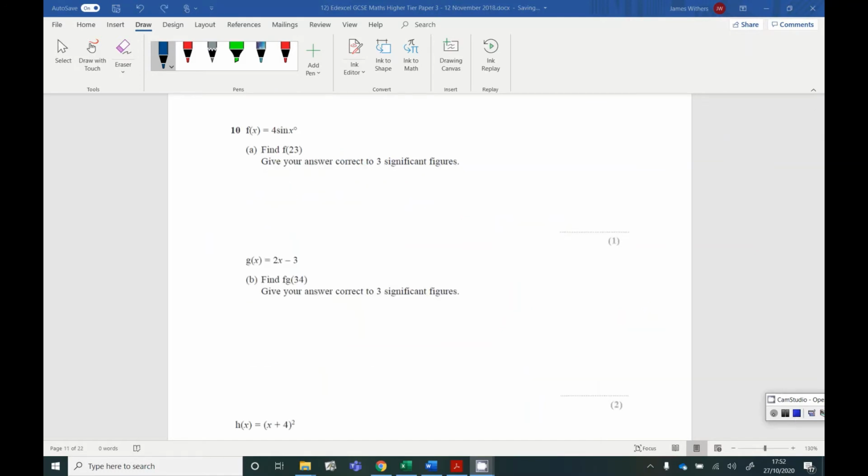Question 10, so we've got to find f of 23, so we've just got to substitute 23 into the formula. So we've got to find 4 sin 23. Okay, so let's just pop that into your calculators, making sure your calculator's in radian mode. And we get 1.56292. So to 3 significant figures, that's 1.56.